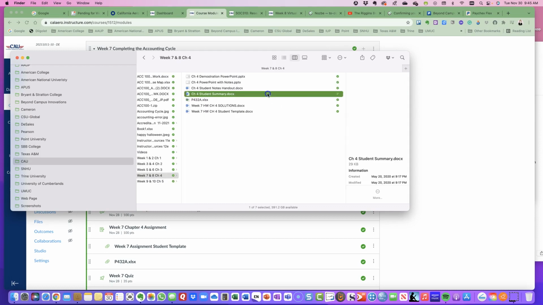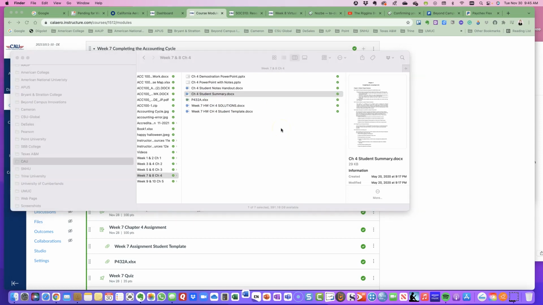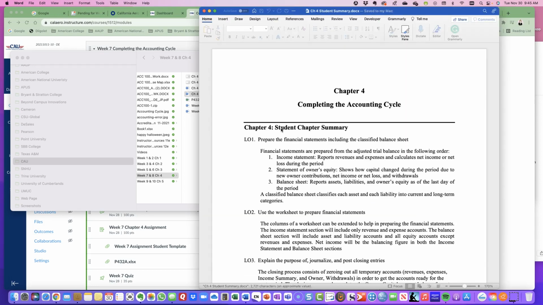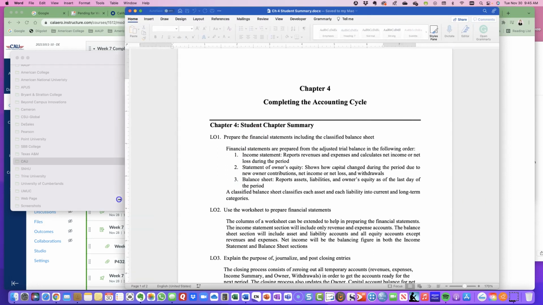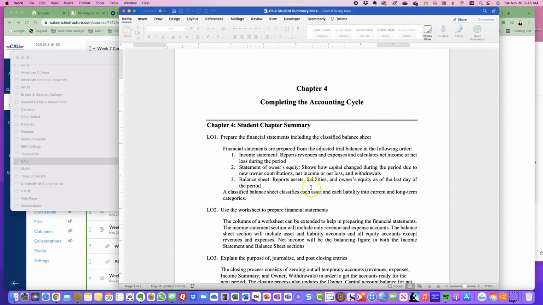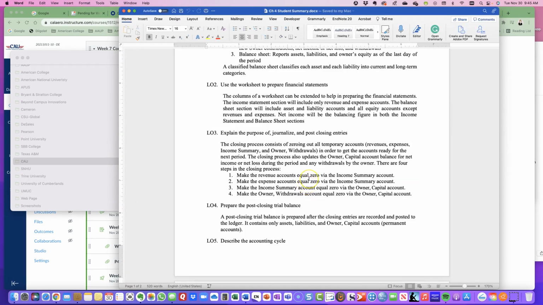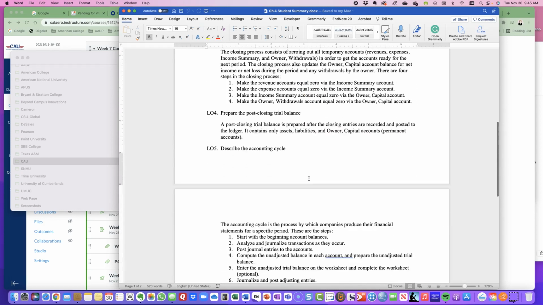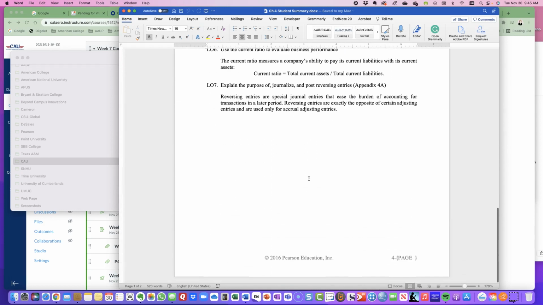So let's start with the student summary to begin. It'll just take a second to open the file, and we can see here. What I did here is I've tried to create for you just a summary of the chapters. I know the chapters can be long and voluminous, but I've tried to create this summary.